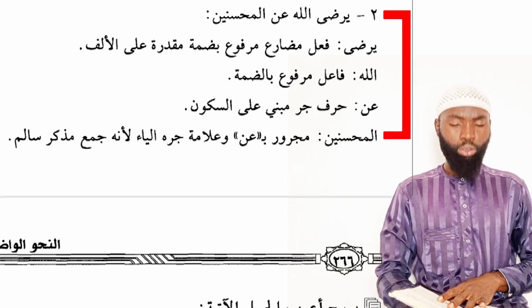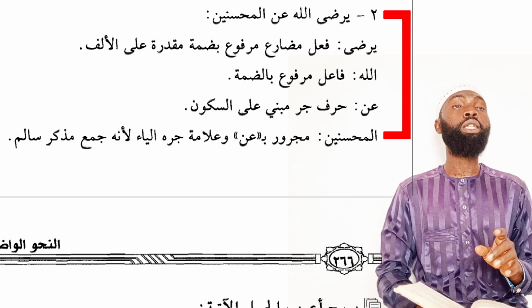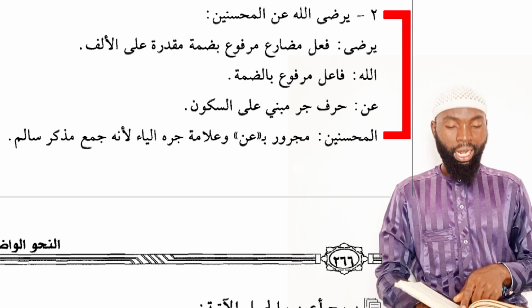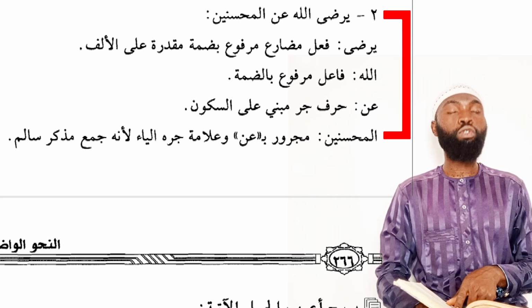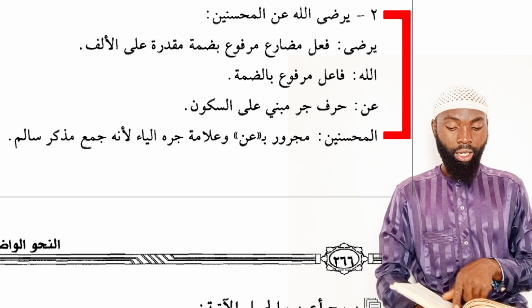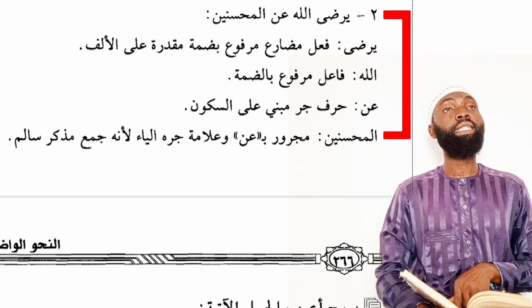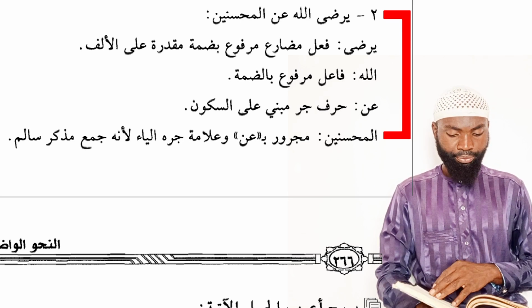Then we have number 2, yaradallahu anil muhsinin. Allah is pleased with the good doers. So yarada fi'l mudari' marfu' bid-dammah al-muqaddara 'ala al-alif. Then we have Allahu fa'ilun marfu' bid-dammah. Then an harfu jarrin, mabni 'ala sukun. Then al-muhsinin ismu majrurun bil yai li'annahu jam'u mudhakkar salim.